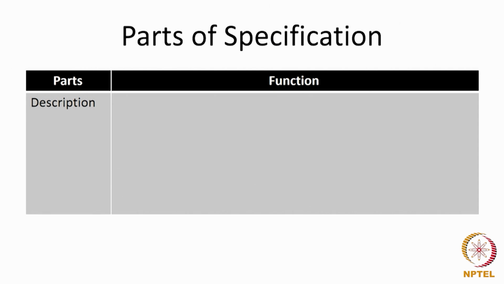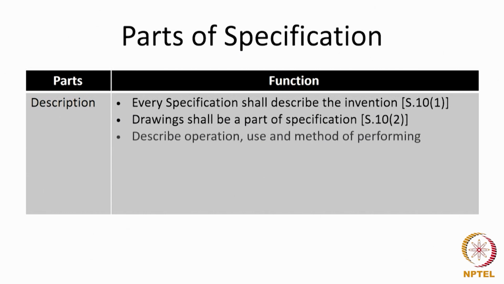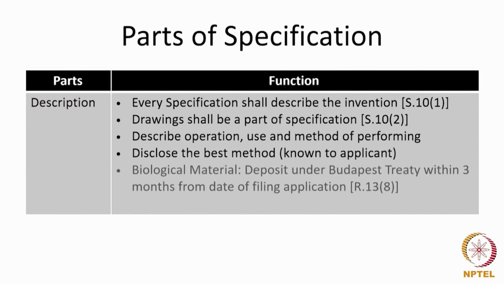Description. Now, the descriptive part of the patent: every specification shall describe the invention. Drawing shall be a part of the specification. Describe operation, use, method of performing. It shall disclose the best method known to the applicant, and if biological material is there, then the deposit under the Budapest Treaty within 3 months from the date of filing the application. These are the requirements that the descriptive part has to satisfy.